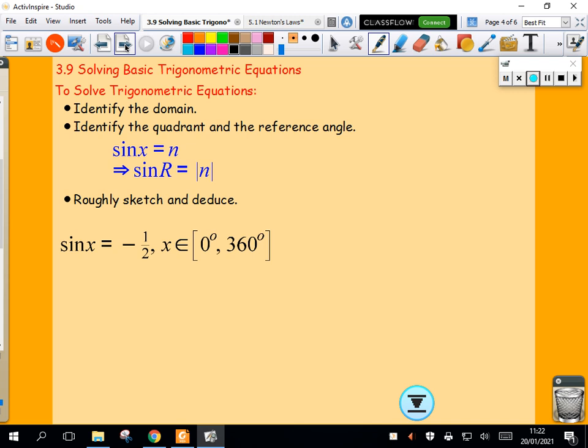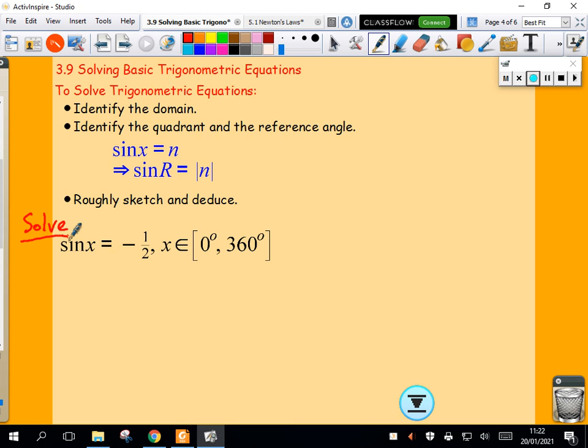Okay, so let's look at a basic trigonometric equation. Here I have the question that says the sine of x equals negative 1/2. We want to solve this, and x has to be between 0 and 360 degrees. So we're being asked to solve this equation.